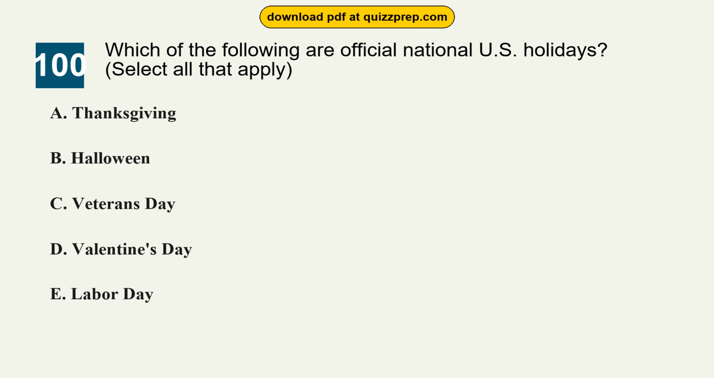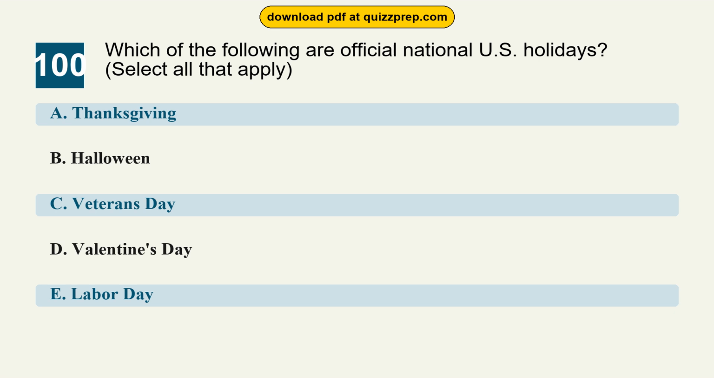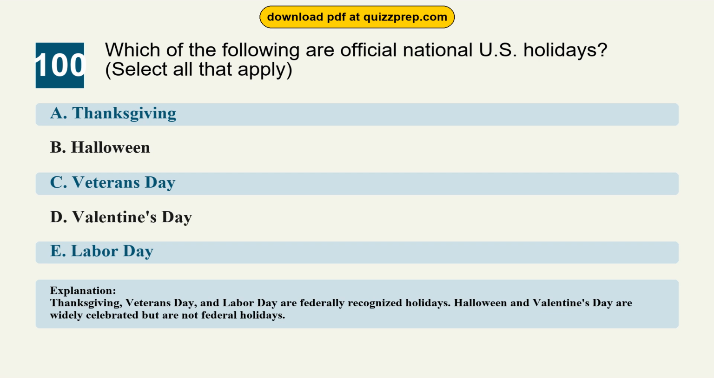Question 100. Which of the following are official national U.S. holidays? Option A. Thanksgiving. Option B. Halloween. Option C. Veterans Day. Option D. Valentine's Day. Option E. Labor Day. The correct answers are options A and C and E. Thanksgiving, Veterans Day, Labor Day. Thanksgiving, Veterans Day, and Labor Day are federally recognized holidays. Halloween and Valentine's Day are widely celebrated but are not federal holidays.